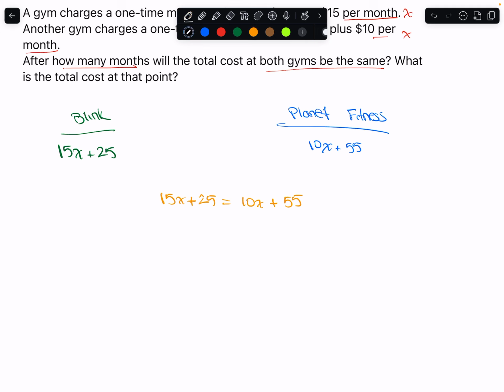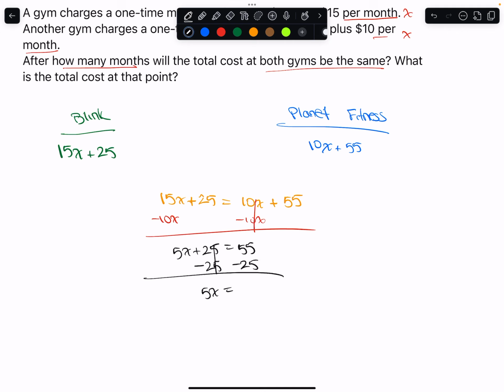Switch it back to black. Get our like terms on one side. So I will minus 10x on both sides first for the variables. 5x, because it's opposite sign, plus 25 equals 55 on the other end. Minus 25, minus 25. 5x equals 30. Divide by 5.